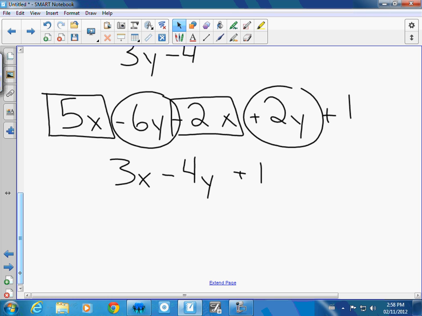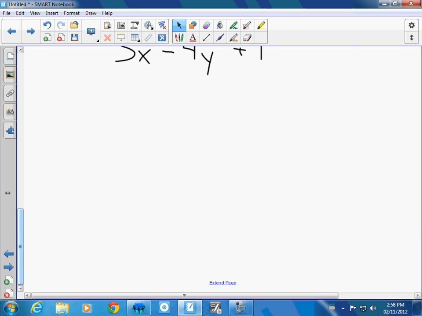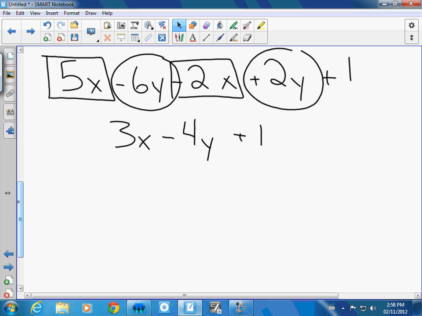You can do this with lines too. You could put a single line under the x's and then put double lines under the y's. I don't care how you do it. You can cross them off as you go through them. You cross off the 5x and the 2x because you can put those together. Doesn't matter to me how you do it. Everyone does it differently. But try to figure out some method for yourself to do this. Okay?